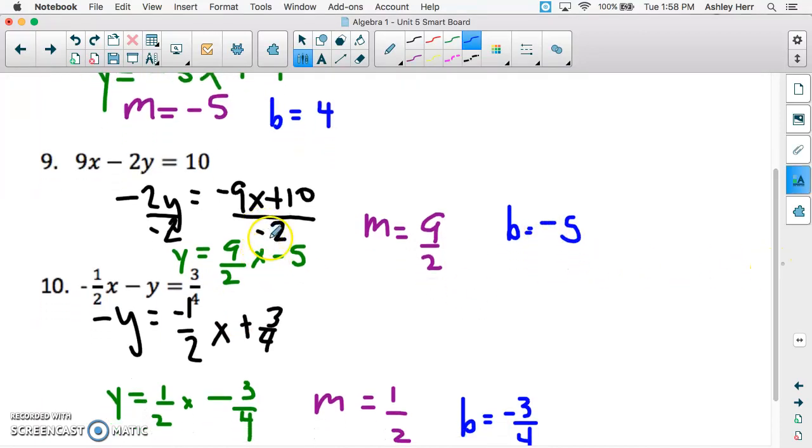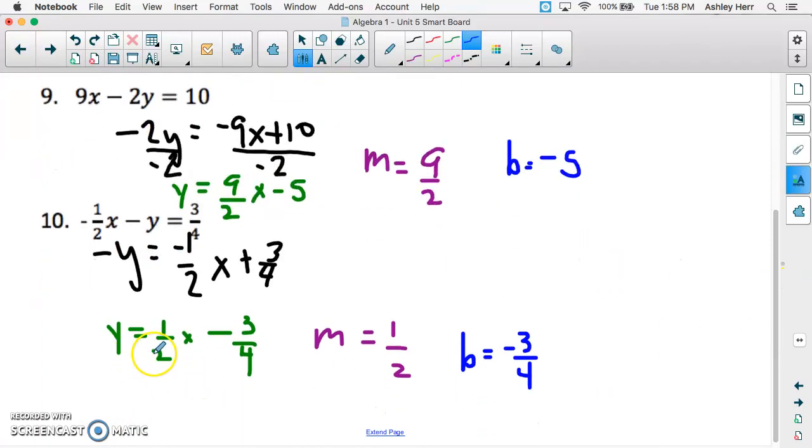So remember, when you divide by negative 2, you divide both parts of the problem by negative 2, because there's a plus sign here. The negative 2 belongs to the negative 9x and the 10, and then you split them up. On number 10, when you solve for y, you get y equals positive 1/2x minus 3/4, so your slope is 1/2, and your y-intercept is negative 3/4.